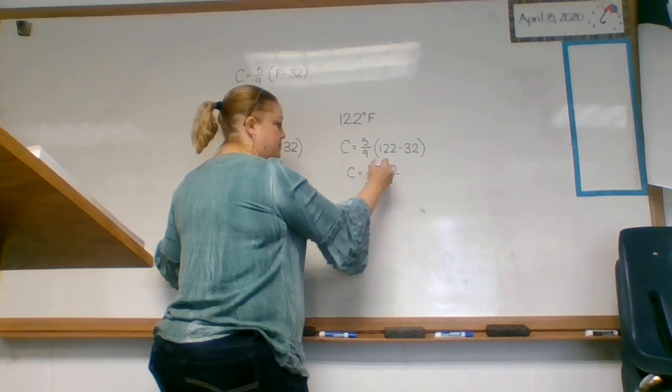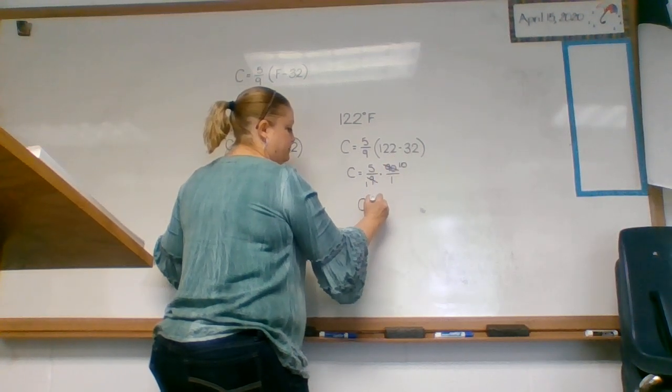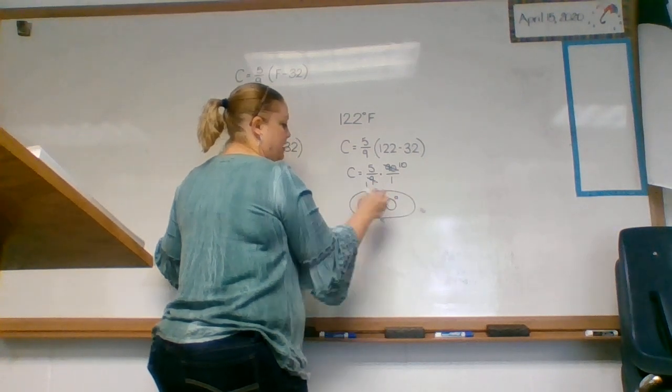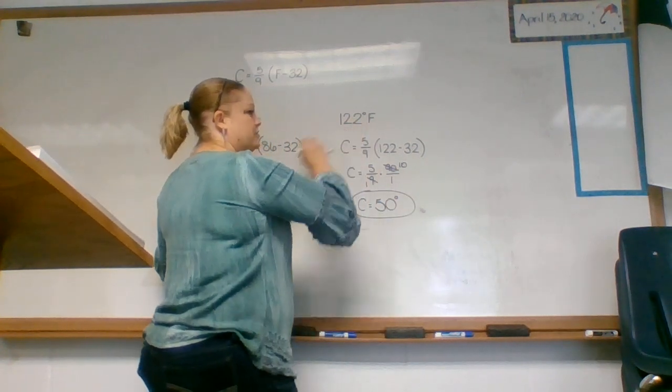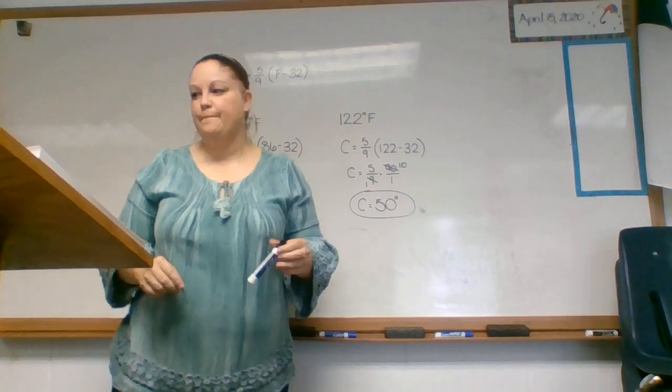We can cross cancel. And 5 times 10. Don't forget your degree symbol. 50 degrees Celsius for that 122 degrees Fahrenheit.